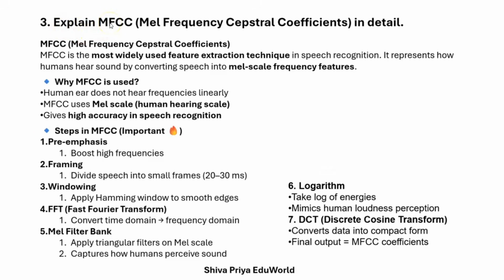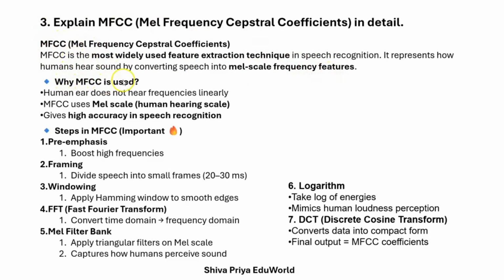Explain MFCC, which is a very important question, which means Mel frequency cepstral coefficients, in detail. You have to first write down the abbreviation for this, and this is the most widely used feature extraction technique. Clear? We use this technique in speech recognition. It represents how humans hear sound by converting speech into Mel scale frequency features. This is what MFCC means.